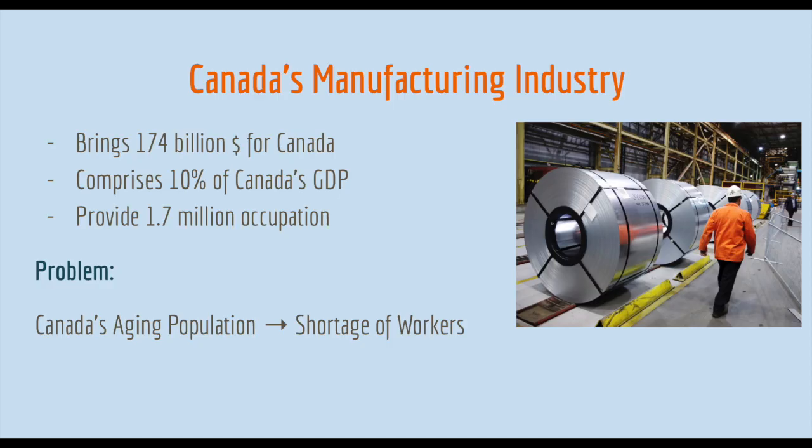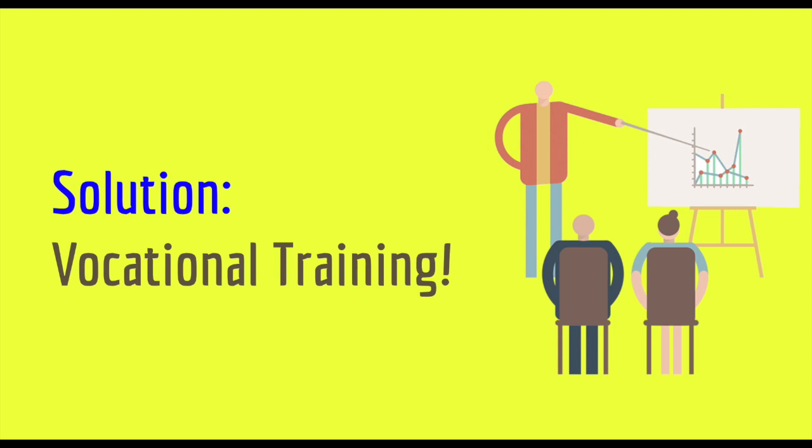The manufacturing industry is crucial to Canada's economy, and the Canadian government states that this industry brings $174 billion for Canada, which is more than 10% of the GDP, and maintains 1.7 million jobs. However, because of Canada's aging population, there has been an increase in labor shortages in this sector. As Canada is introducing skill and vocational training to its employees, it would be best to invest some money into these programs and the rest in repaying the country's federal deficit.